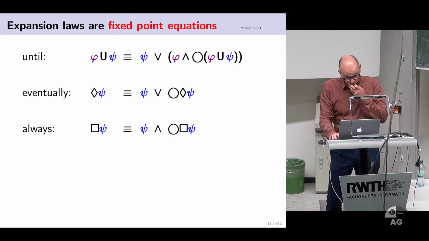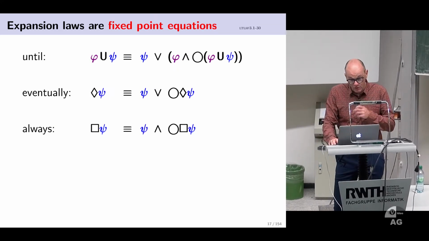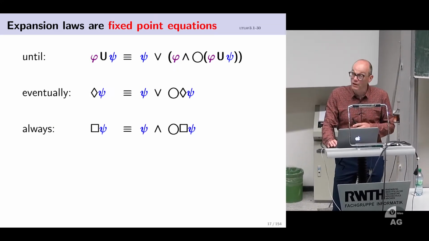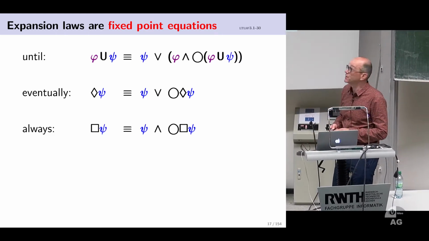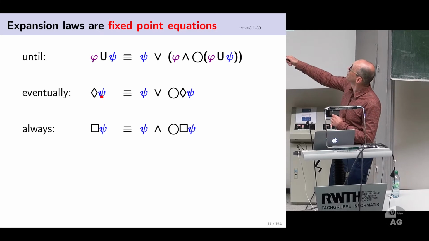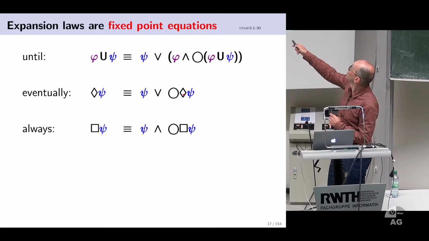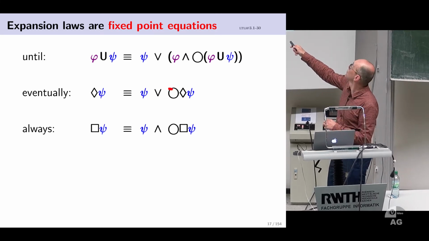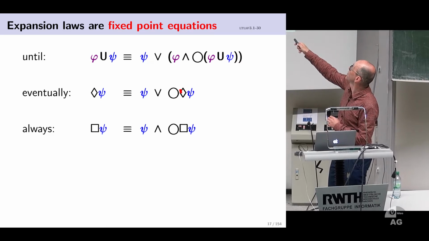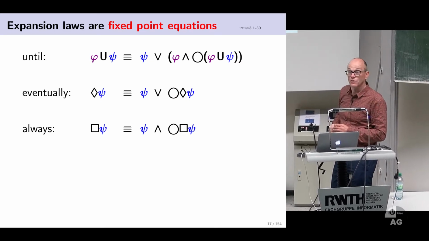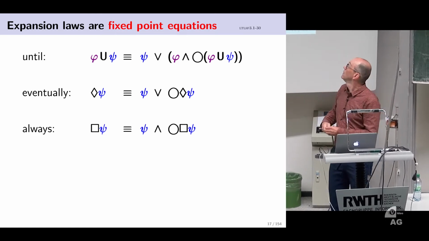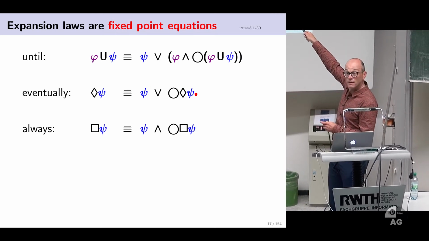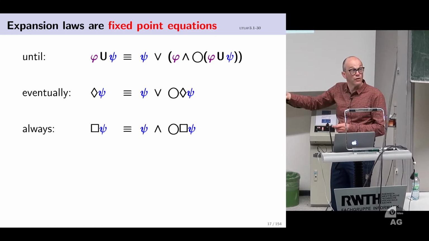Good. Now, what's the specific thing about these equivalences? The specific thing is that the formula on the left-hand side also appears on the right-hand side. You see this here, eventually psi occurs also here. I mean, nested in terms of the next operator, but you see the same operator occurs there. So that means that in principle, you could apply the equivalence again on this subformula. But then again, you get a subformula of eventually psi.